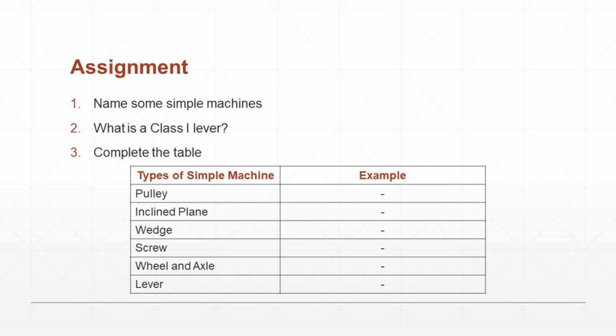The last thing, the assignment. Number 1, name some simple machines. Number 2, what is a class 1 lever? The last one, complete the table. Here the types of simple machine are given. The examples you have to write: pulley, inclined plane, wedge, screw, wheel and axle, lever.